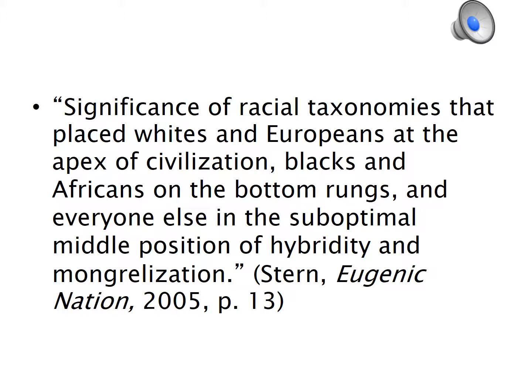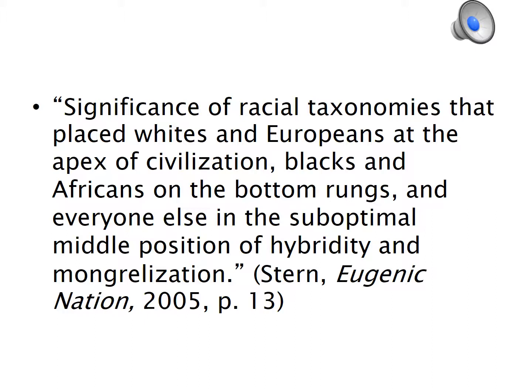So what we see is that there's a significance of racial taxonomies that place whites and Europeans at the apex of civilization, the highest place, and those who are people of color on the bottom rungs, and everyone else as hybrid or a mongrel. This is from a reading that you actually are not reading.